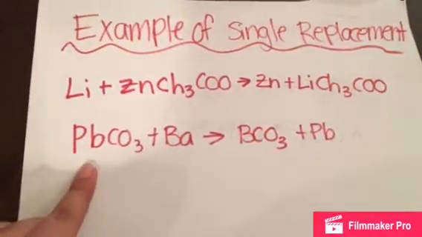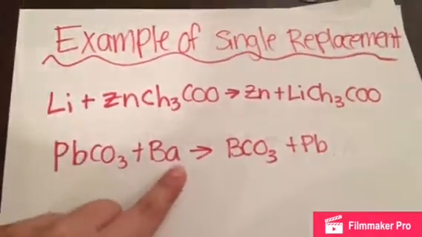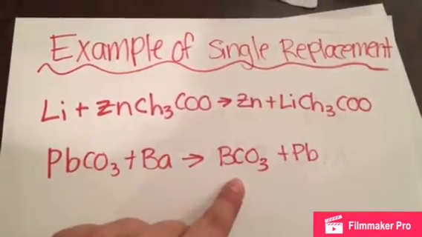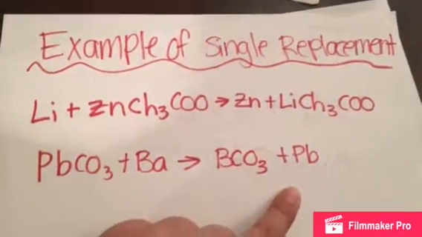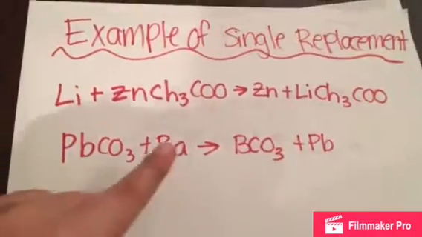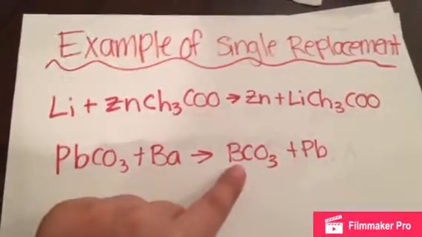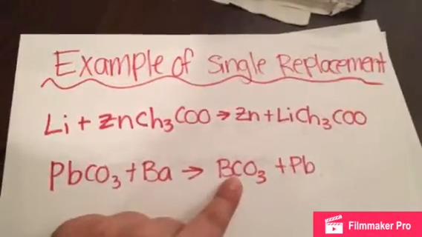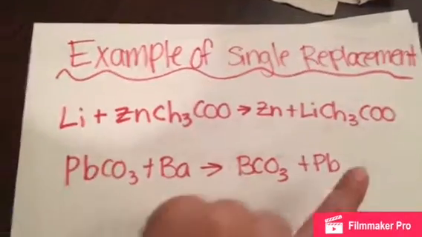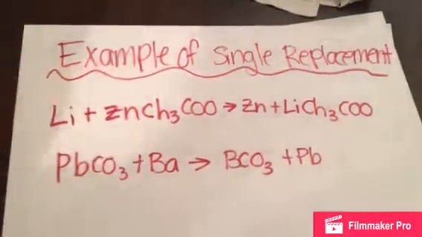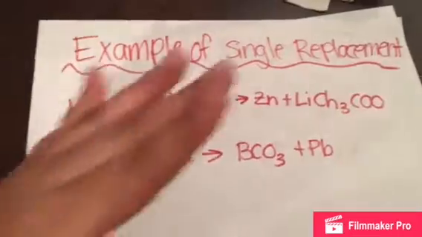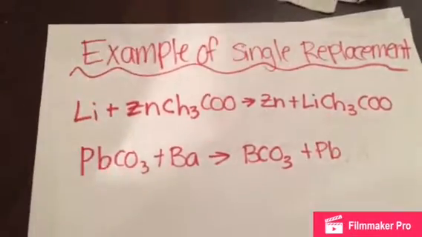Now, another example is PbCO3 plus Ba transforms to BaCO3 plus Pb. As you can see, Ba, I forgot the a, but Ba is now with CO3 and Pb is alone. The way that you can tell what to move and what not to move is by their charges.